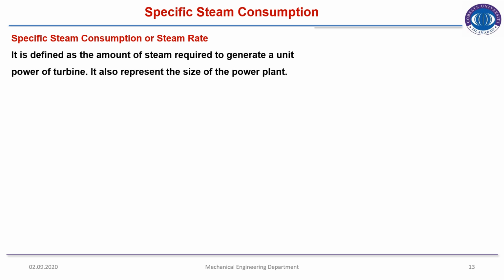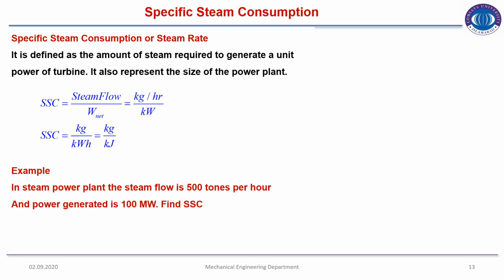There are two topics. Specific steam consumption is one. We will go through what is the meaning of specific steam consumption. Specific steam consumption is also known as steam rate. It is defined as the amount of steam required to generate a unit power of a turbine. It also represents the size of a power plant. So specific steam consumption is the amount of steam required to generate unit watt power of a turbine.